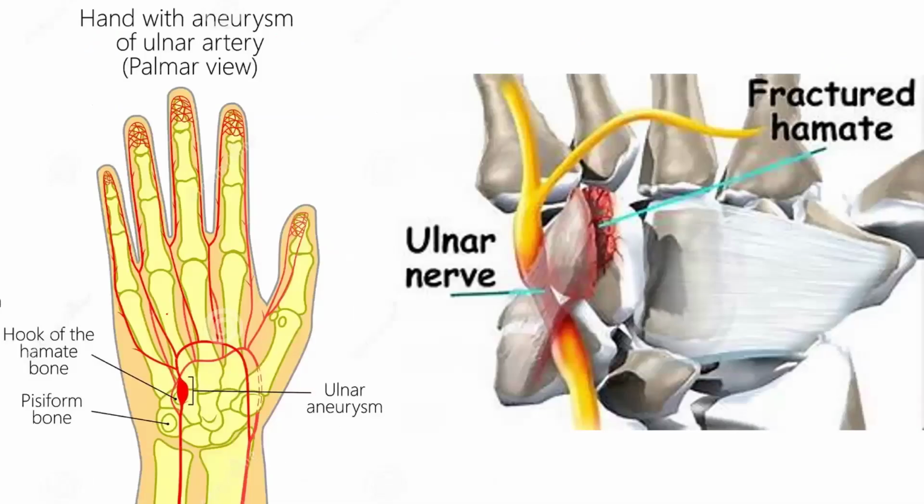This shows you an aneurysm occurring and leading to it. On the right-hand side, we have a fracture of the hook of the hamate, and this will cause pressure on the ulnar nerve as it's passing through Guyon's canal. So look, in this photo, we have an aneurysm on the left side and a fracture on the right side.